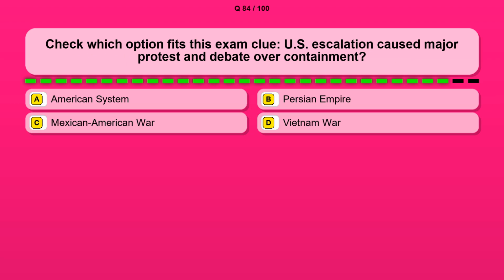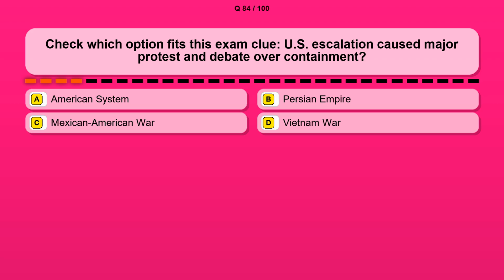Question 84. Check which option fits this exam clue. US escalation caused major protest and debate over containment. Option A, American system. Option B, Persian Empire. Option C, Mexican-American War. Option D, Vietnam War.